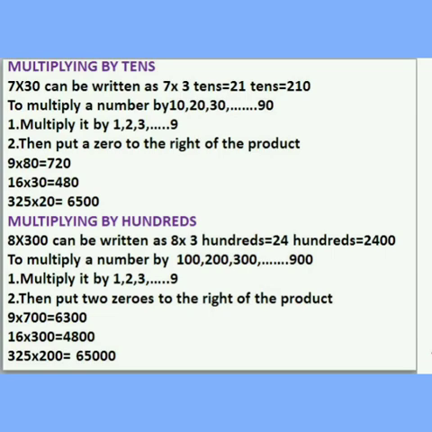Next, 16 is multiplied by 30 gives 480. Next, 325 is multiplied by 20 gives 6500 as the product.